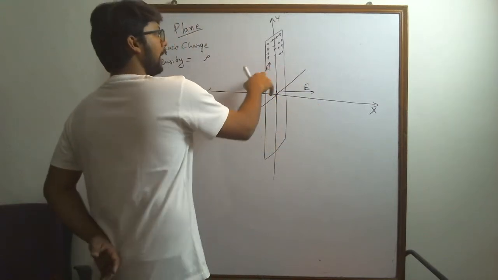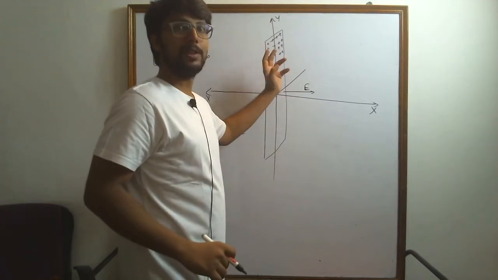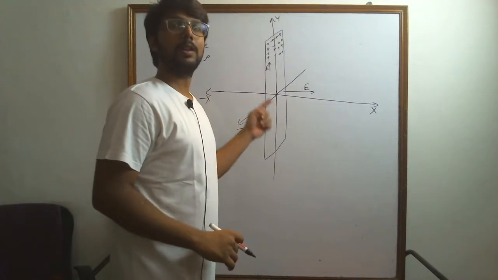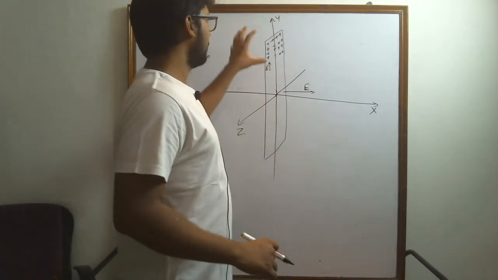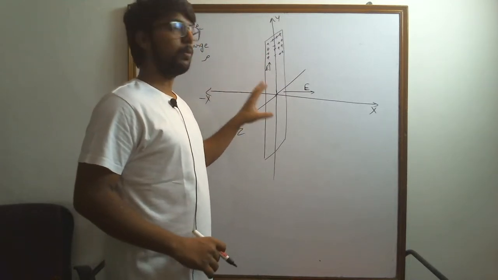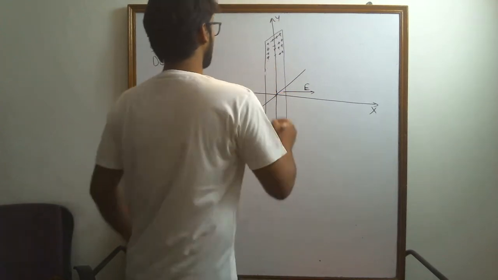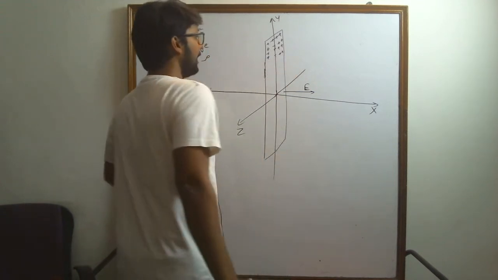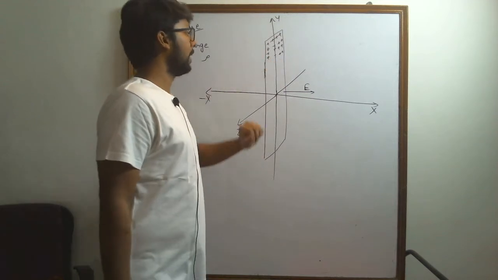Because if an electric field is this way, that means it is along the surface, the charges will start moving. As soon as the charges start moving, it is not a static position. It becomes a current, it becomes a problem of current electricity, and we are not dealing with that right now. We are only talking about situations where charge is static. That's the reason why there is no electric field in the YZ plane.